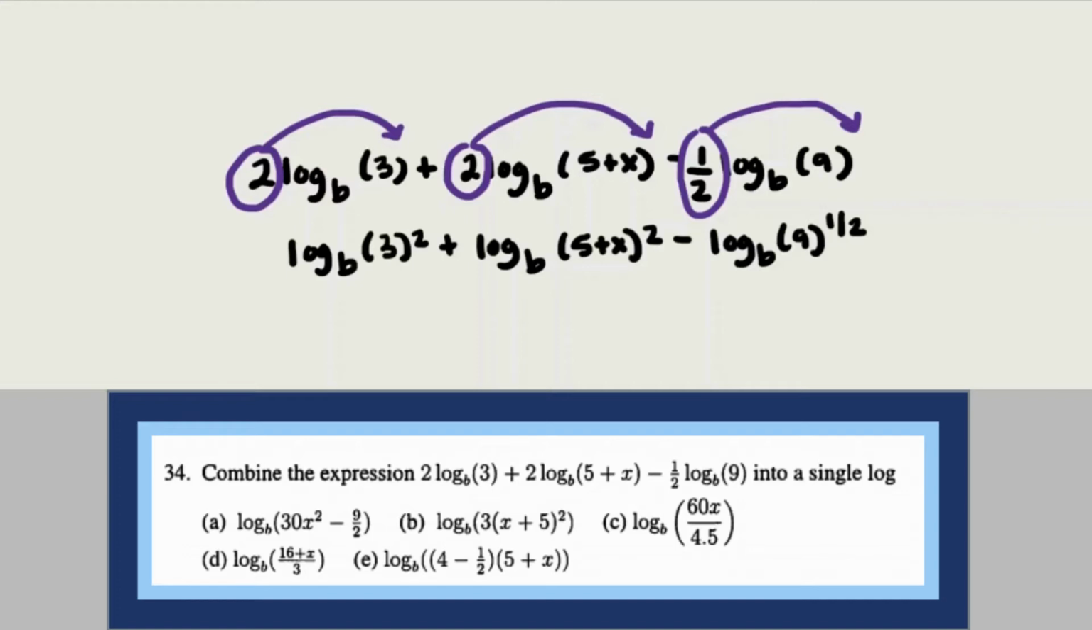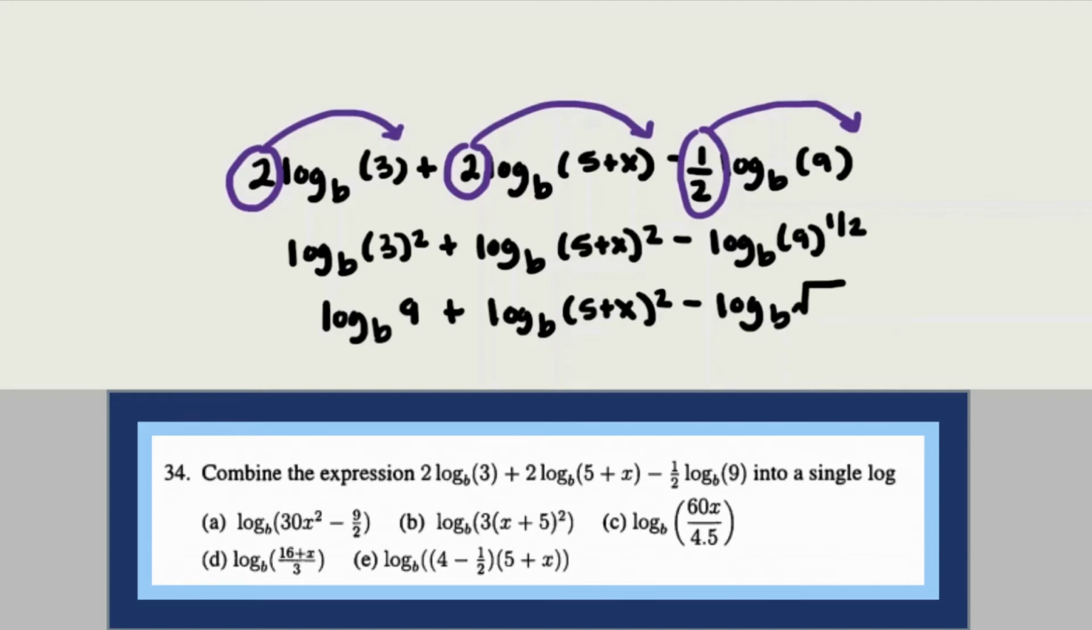Alright, so the next thing we're going to do is simplify this a little more. As you see, we have log base b of 3 squared. We can rewrite that as log base b of 9. And then plus, this will stay the same, log base b of 5 plus x squared. And then we can rewrite this as log base b of 9 to the 1/2, which is the same thing as saying the square root of 9.